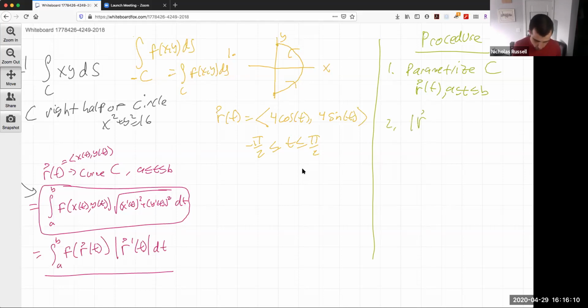So the next step here is compute this guy. Let's do that here. r prime of t is not too bad. It's negative 4 sine of t, 4 cosine of t. And if I take the magnitude of this, I hope you'd agree, this just becomes the square root of 16 sine squared of t plus 16 cosine squared of t. What's beautiful about this is that if I factor out a 16, I'll just get sine squared plus cosine squared, which is 1. So this entire thing inside of here is just 16. Therefore, the square root of that is 4.